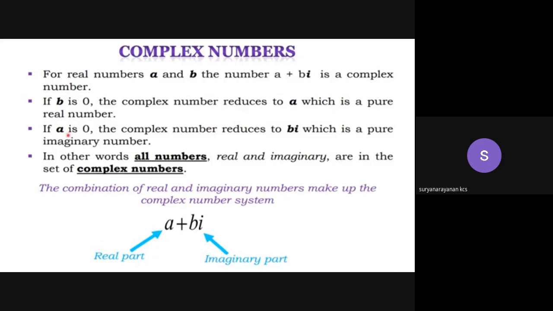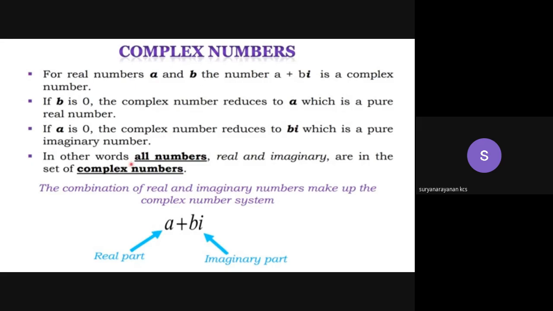Right. Similarly, if a is equal to 0, if the real part is 0, then the complex number reduces to bi. Isn't it, my children? 0 plus bi. What will you get? bi only. So bi is called a pure imaginary number. Then the complex number is said to be a pure imaginary number. Understood these points, my children?